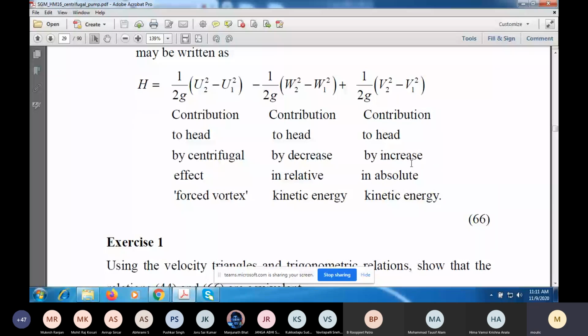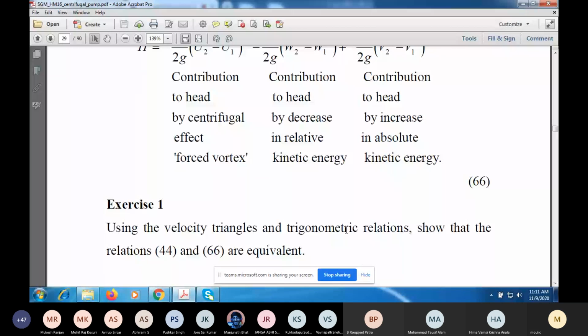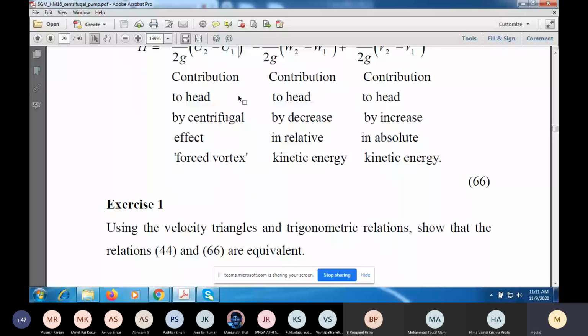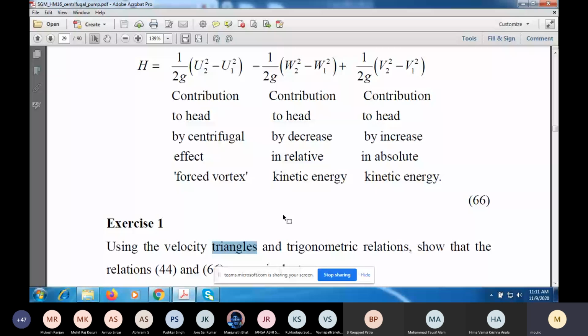And I leave it as an exercise to show that the expression for H that we got using angular momentum balance is the same as this. That is not difficult to show. You have to just use some trigonometric relations and the velocity triangle. So this gives you a physical interpretation in terms of energy conversion.